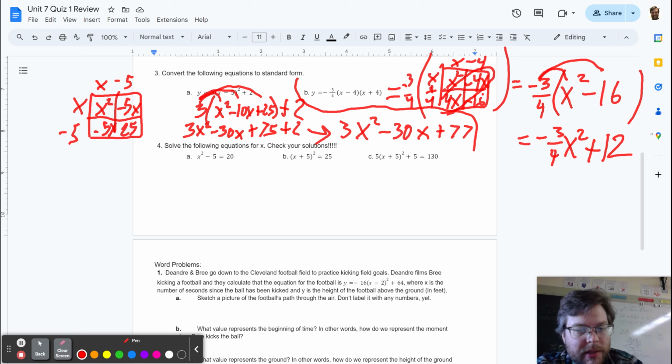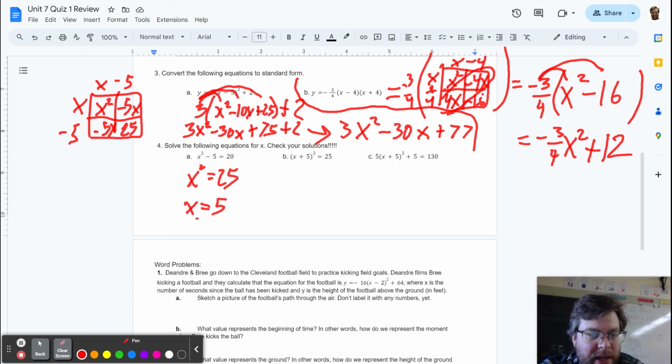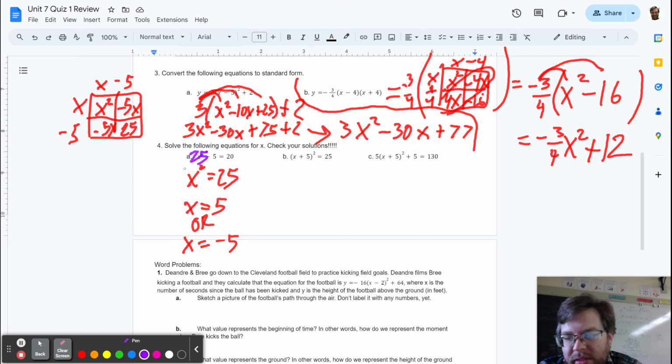Part 4, solving for x. First, I'll add 5 to both sides. Then I'll take the square root, and I'll get positive 5 or negative 5. If I check my answer, either one of those squares to make 25, because 5 times itself is 25, and negative 5 times itself is 25. Both of those work because 25 minus 5 is 20. So there were two answers.